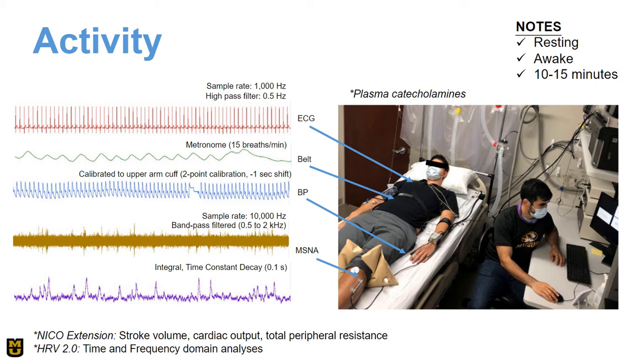And then we're going to be measuring sympathetic activity using microneurography. And then we'll also run these files through the NICO extension so we can get estimates of stroke volume, cardiac output, and total peripheral resistance, as well as a heart rate variability module so we can get time and frequency domain analyses. So now you are ready to measure basal autonomic function in your human participants.